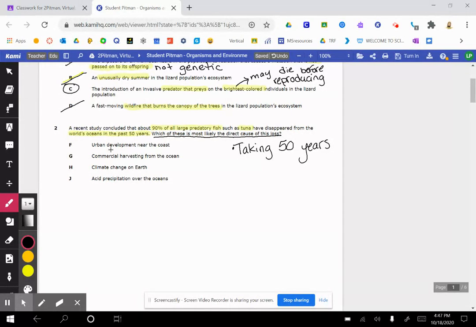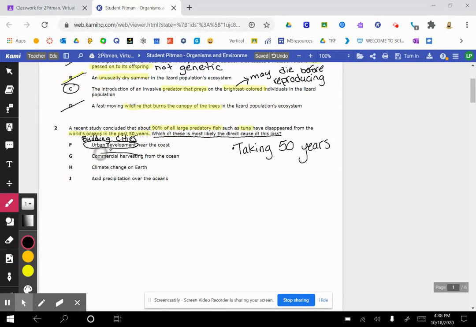Urban development near the coast. First of all, if you didn't remember urban development, that's like building cities or neighborhoods. Okay, so building our cities near the coast, yes, it might cause some pollution, but I've got to think about, would that cause 90% of all large predatory fish to die off? I'm not sure. So I'm going to go to the next one.